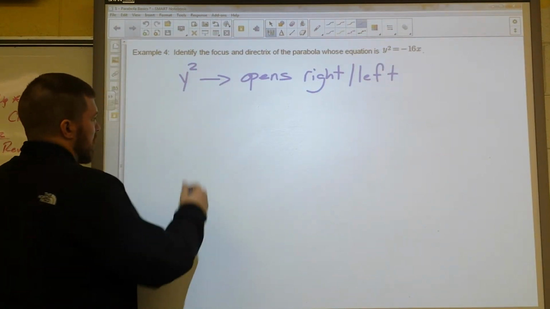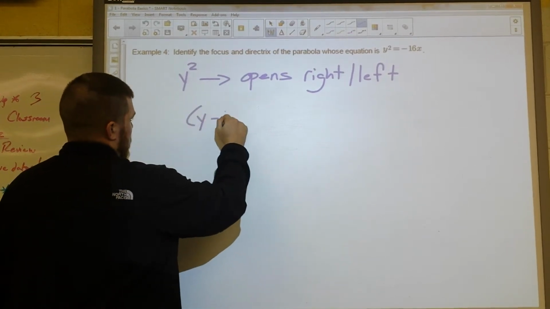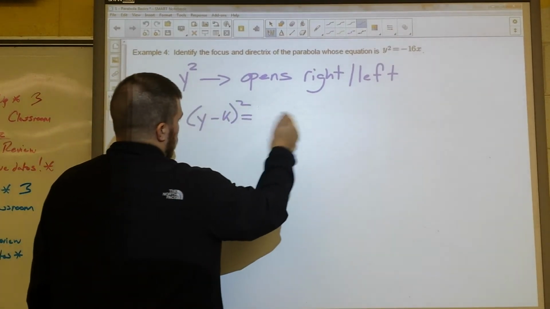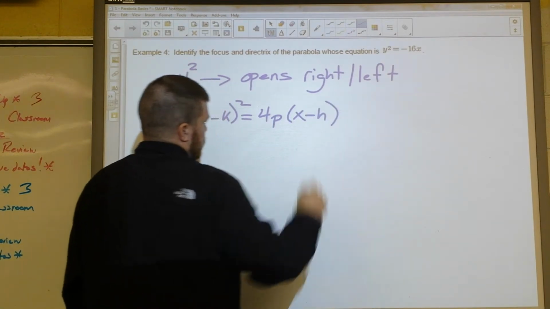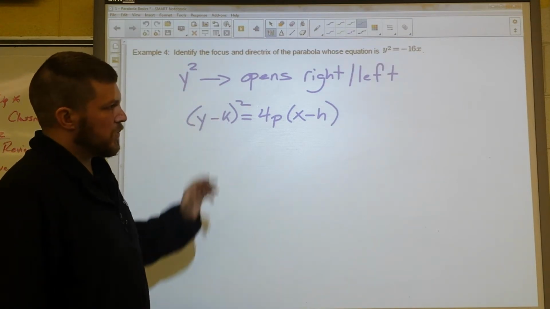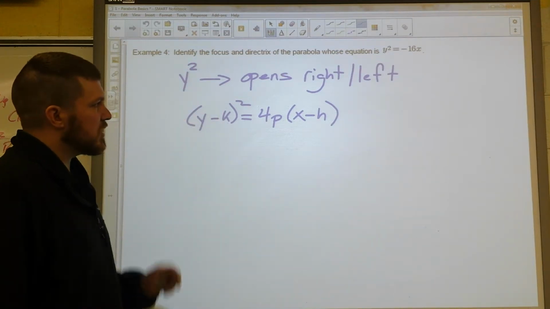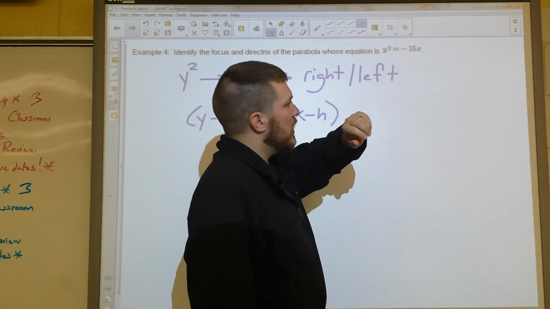Now, the pattern that I'm going to be using is y minus k squared equals 4p times x minus h. The very first thing I need to do is figure out the vertex of this parabola. What I want to do is go to my original problem and graph this.